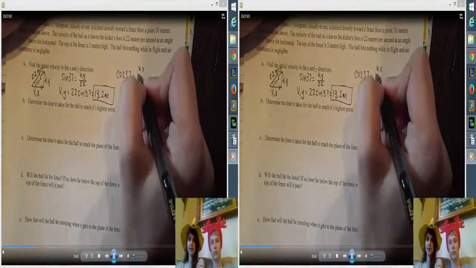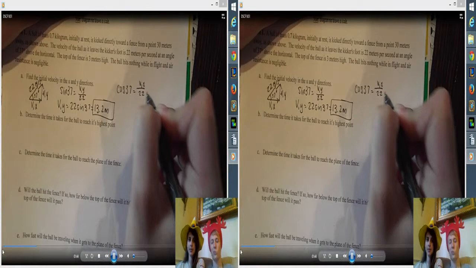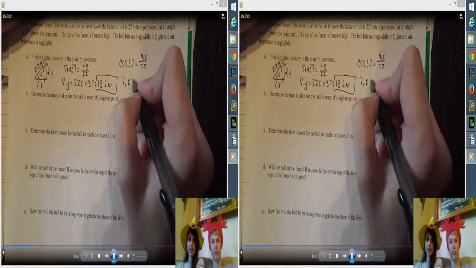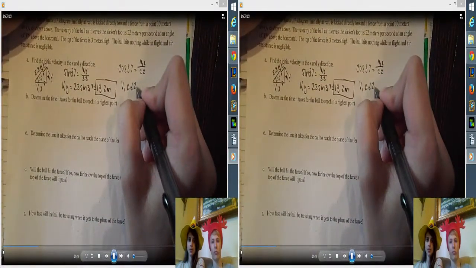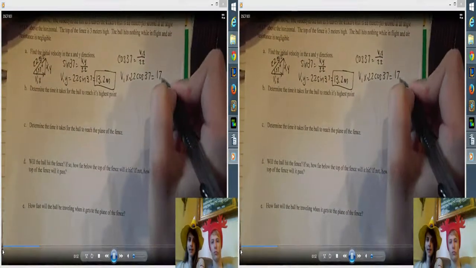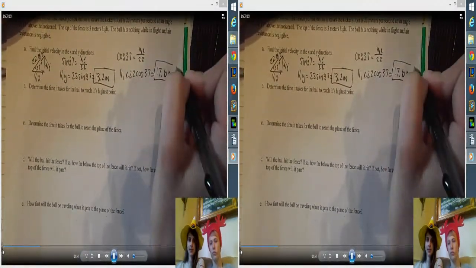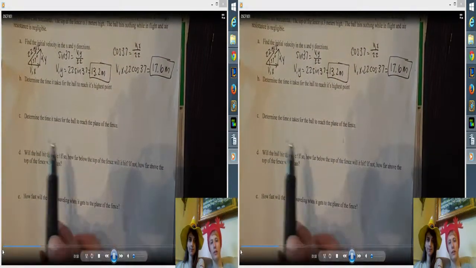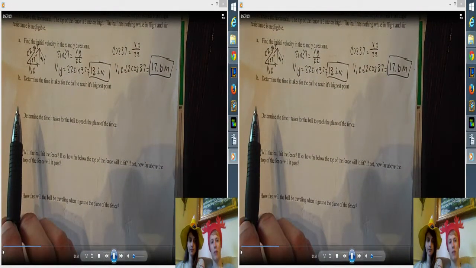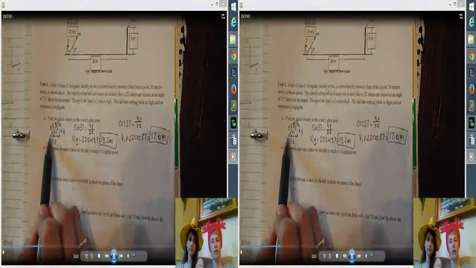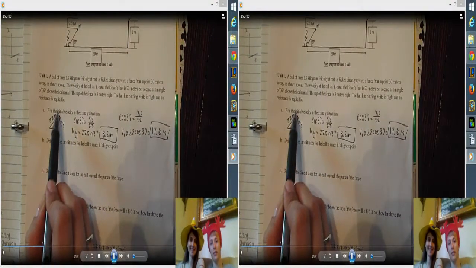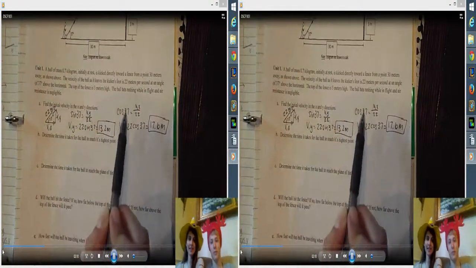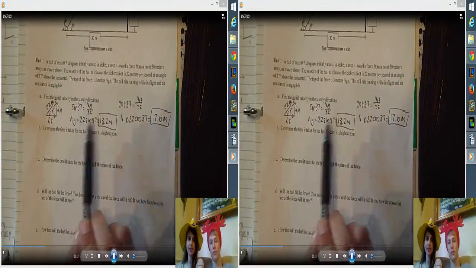So you're going to do the same equation for V1x with the same numbers. V1x equals 22 cosine 37, and that is 17.6 meters per second. We're still explaining the first problem, but remember, it's going in two different directions, and we're splitting its 22 meters per second into the y and x components.